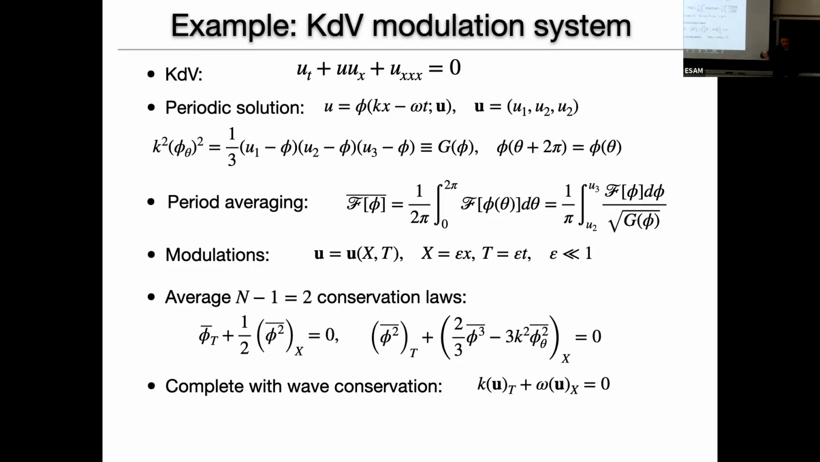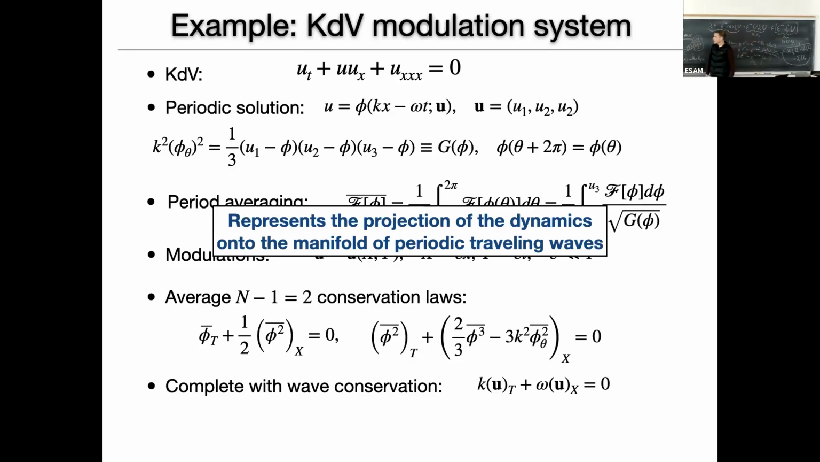KdV is an integrable system, has an infinite number of conservation laws. Here's the first two. This is a conservation of mass. This is a conservation of momentum equation. And we need a third equation, and that's going to be a kind of consistency or compatibility of the phase, which we call conservation of waves. And so what is this? This is just projecting the PDE dynamics onto the manifold of periodic traveling waves. It's finite dimensional, but it is PDE, right? These are now varying in space and time.